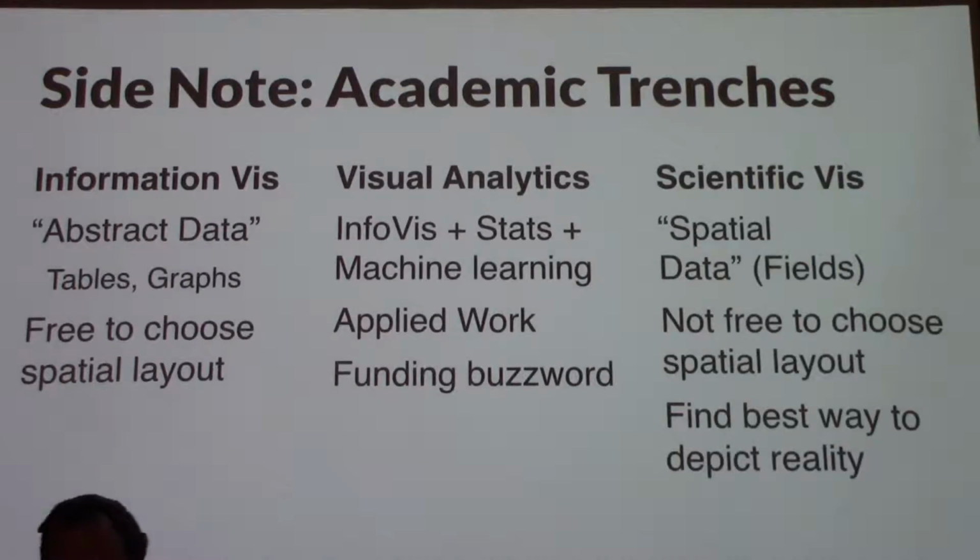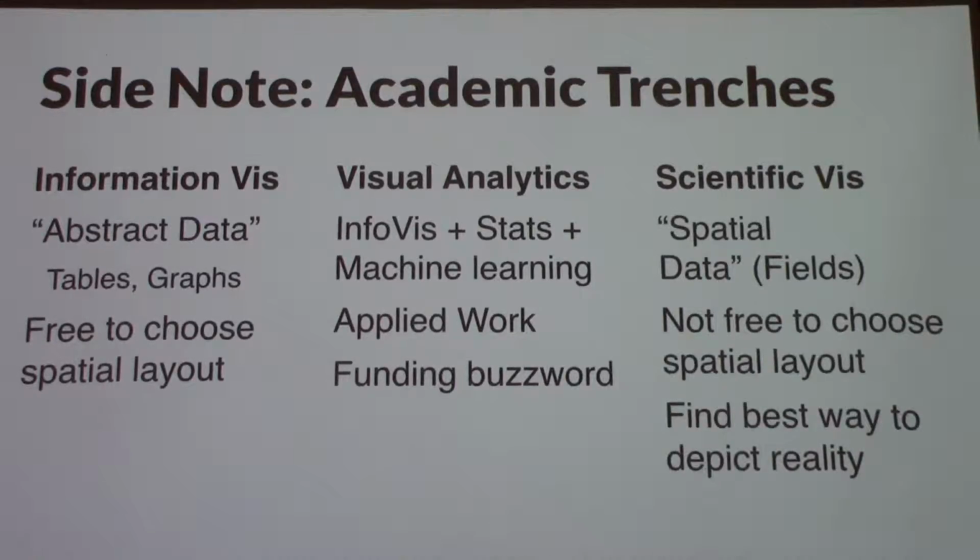And then there's the scientific visualization crowd that is really about spatial data. It was called scientific visualization because it was mainly scientific data like MRI or flows and so on. Here it's not free to choose a spatial layout, and it's really much about finding the best way to depict reality. This is typically very mathematical, so you have to find algorithms and formulas to depict these data sets efficiently.